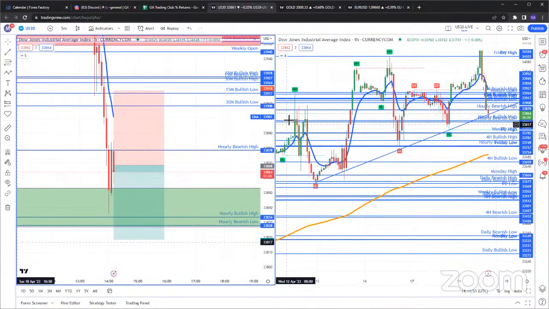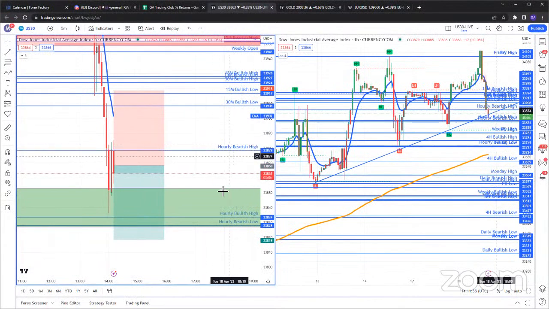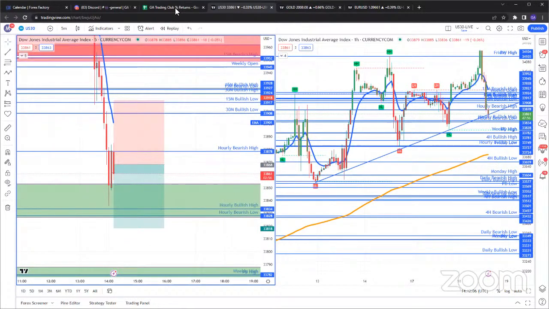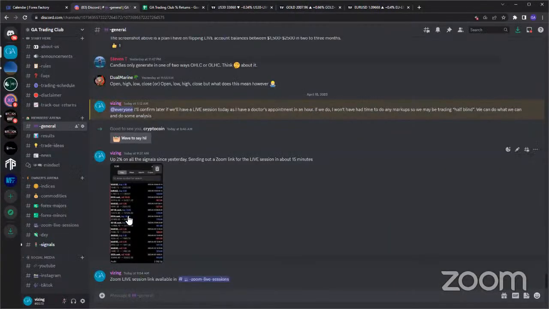Yeah, so keep in mind, today we only have this hourly bearish high, bearish low, and the bullish zones. Ignore all these other 15-minute and 30-minute zones as those were from yesterday. Today I didn't have time to do any markups, but anyway, let's go back to this. So for these signals, just wait for one. Take one, no need to be greedy.